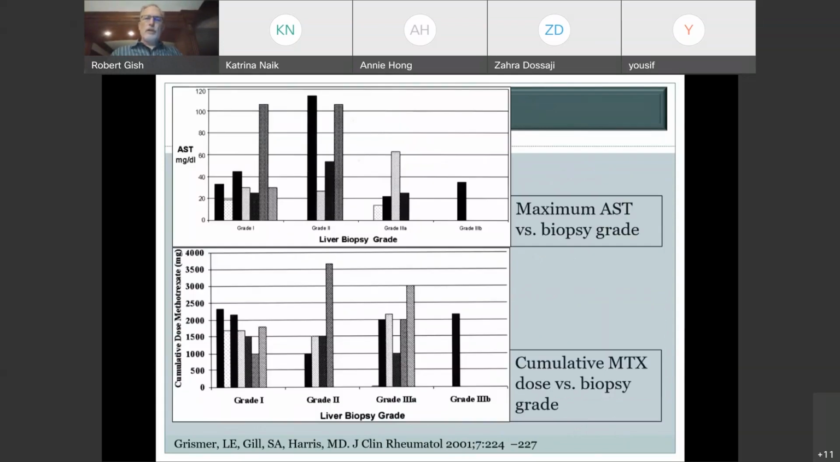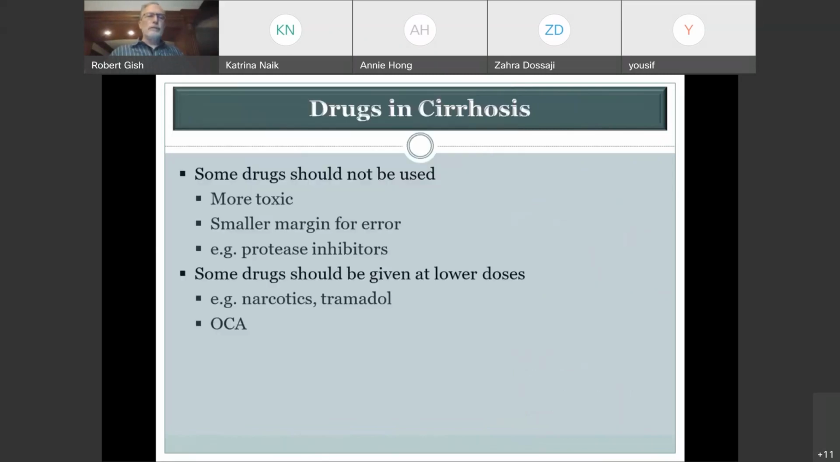Enzymes did go occasionally into the 100 range. There was some correlation of enzymes with grading, but pretty poor correlation here. Cumulative methotrexate dose versus biopsy grade is highlighted here, and not really a good association. I think this is really messy because of fatty liver from metabolic associations, fatty liver from alcohol, and methotrexate causing fatty liver. It gets very confusing and very messy.